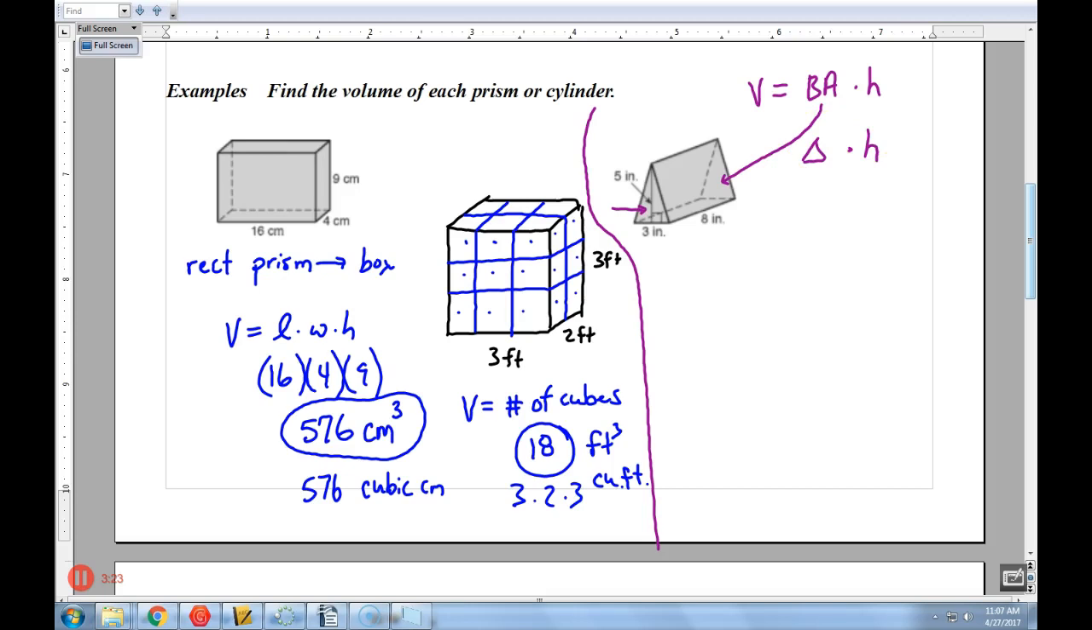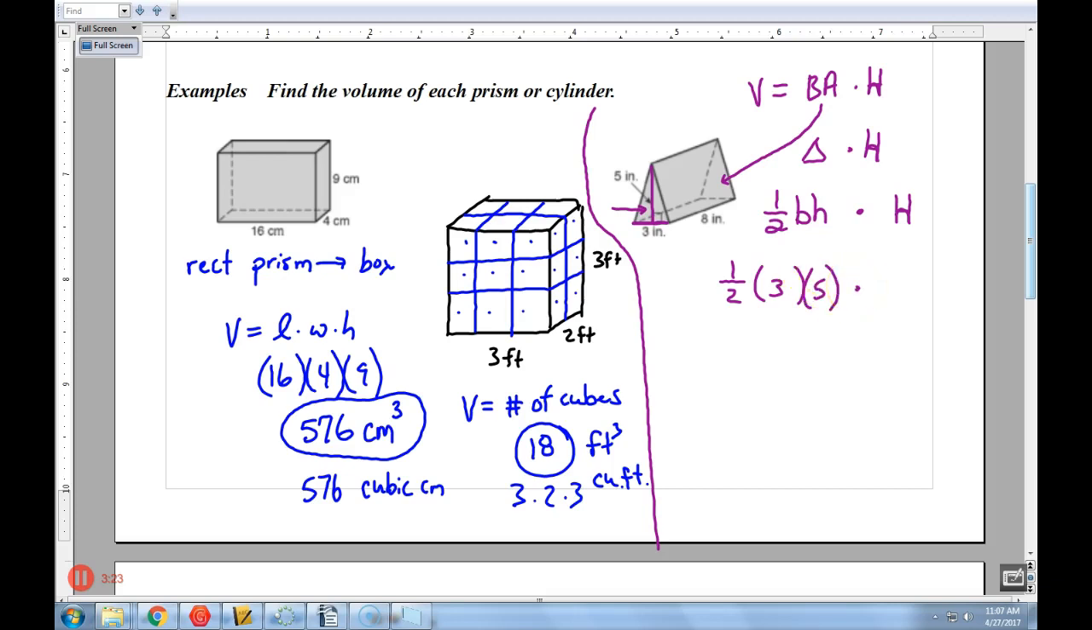So let's break this down. The area of a triangle is 1/2 base times height, times the height of the shape. Maybe I'm even going to call this big H. That might be a little better, because you have the height of the triangle, which I'm going to call little h, but then you have the height of the prism, which is big H. So here we go. So we have 1/2. Well, the base of the triangle is right here. That's 3. The height of the triangle is 5.